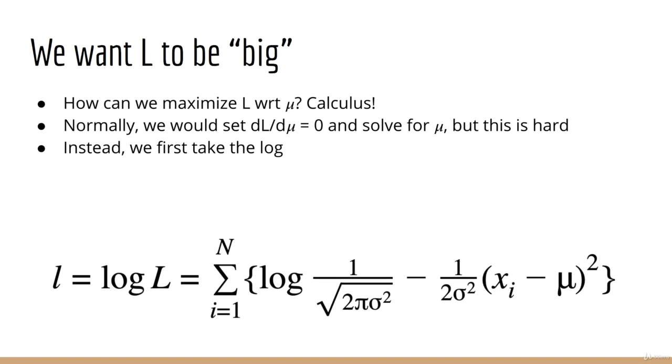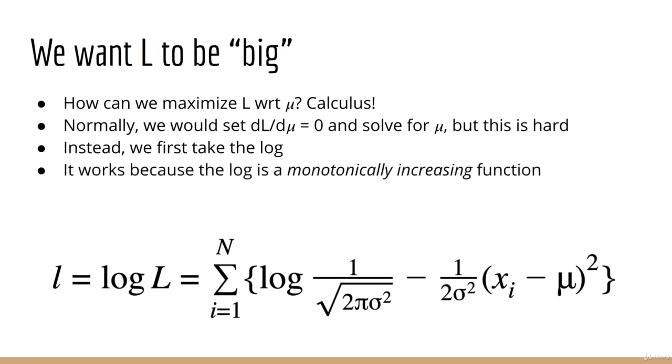The reason why this is allowed is because the log is a monotonically increasing function. Maximizing L is the same as maximizing the log of L. The value of mu that maximizes L is the same as the value of mu that maximizes log L. You can prove this to yourself intuitively by taking any two numbers, a and b. If a is bigger than b, it is also the case that log a is bigger than log b.